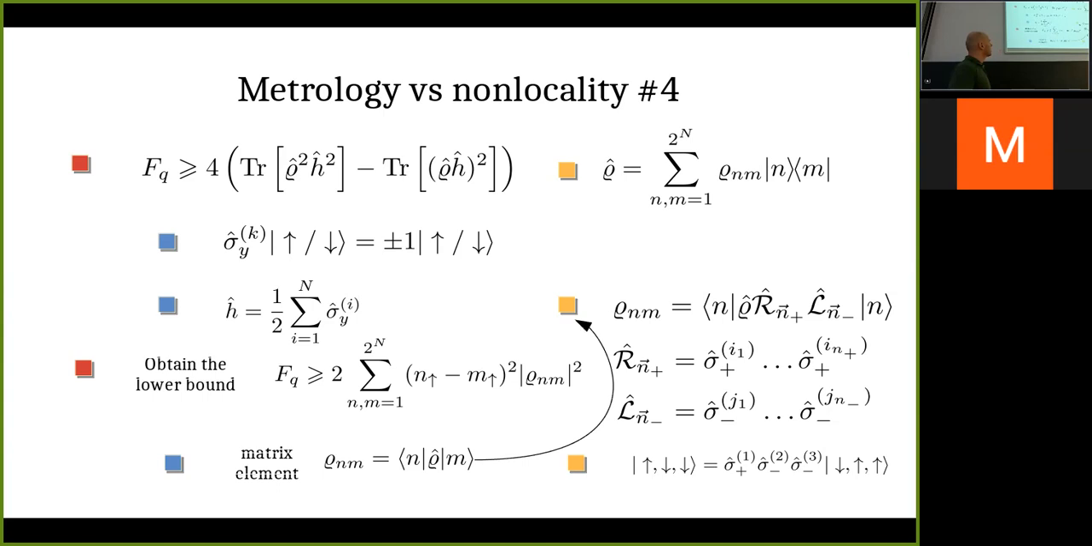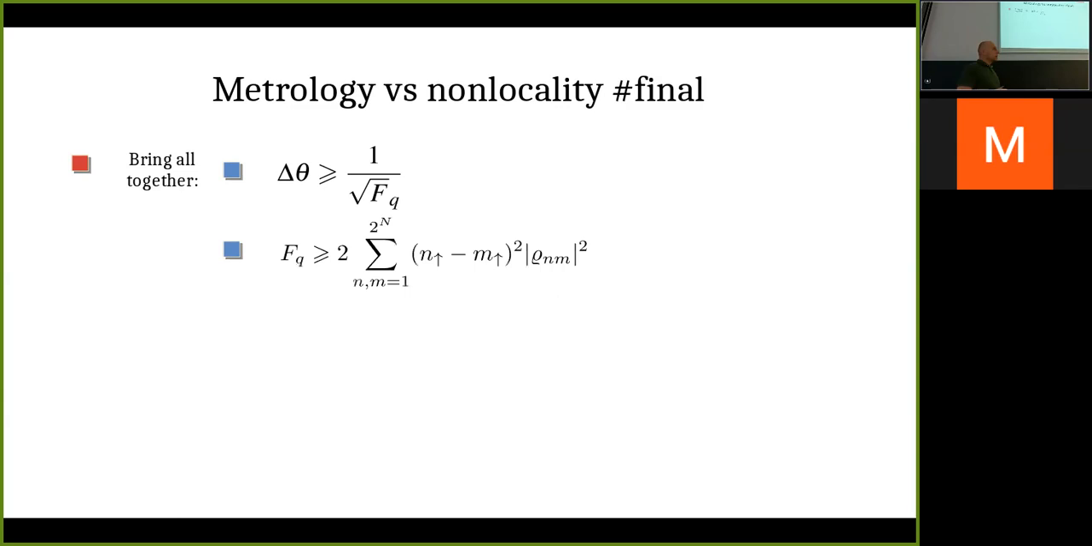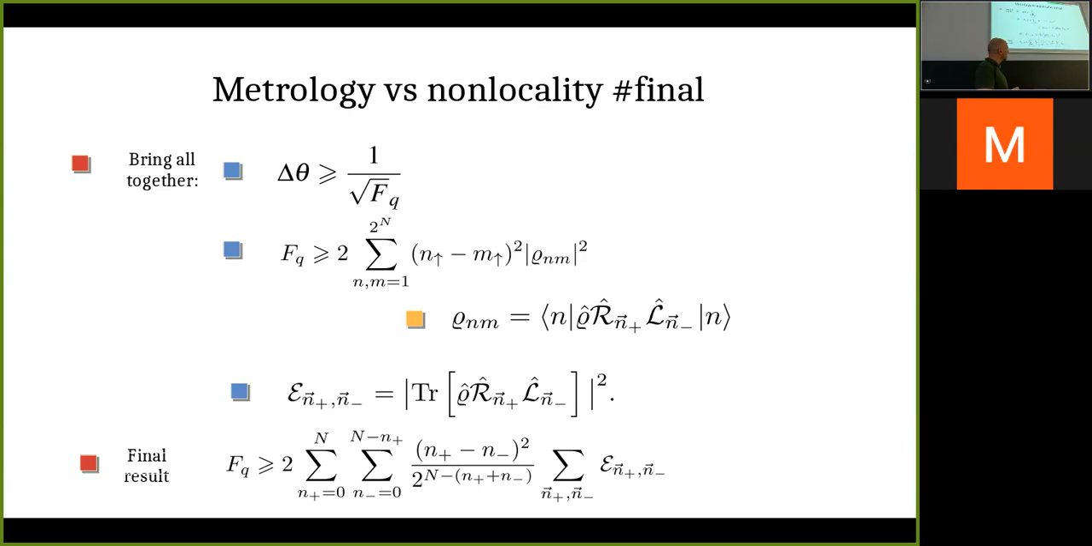So let's bring it all together. This was what we obtained just by neglecting the denominator of the Fisher information. And this is our rho nm. Then you have to add one more inequality, which links the modulus square of a sum with the sum of modulus squares. This introduces a term like this in the denominator. This is an inequality for complex numbers. And this way you obtain the final result.